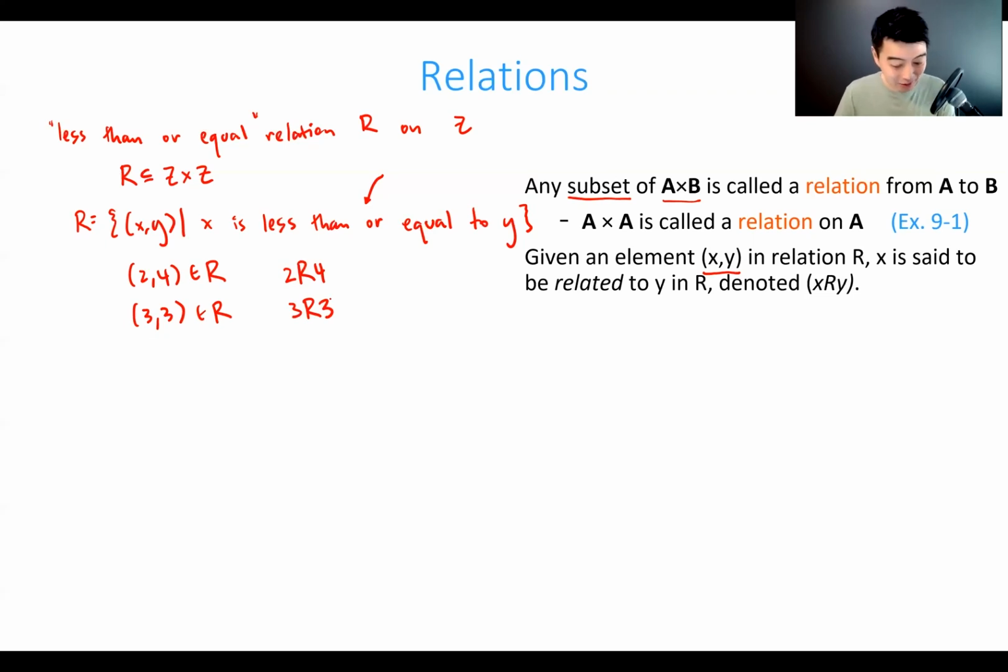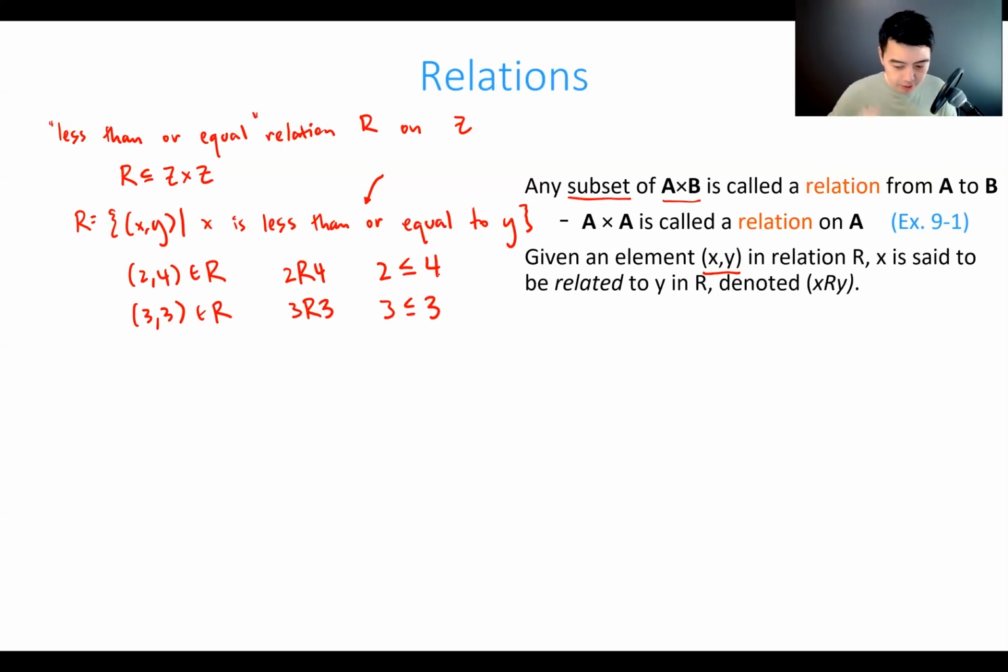Now, this less than or equal to relation happens to have a very special symbol, which is this thing, right? So instead of writing the R, we can replace the R with the symbol, and we can simply say 2, 4, 3, 3. Now, of course, you all know this, because you've seen the symbol from earlier, but just to let you know that not all relations have special symbols. And when they don't have special symbols, we just use the R in place of that special symbol.